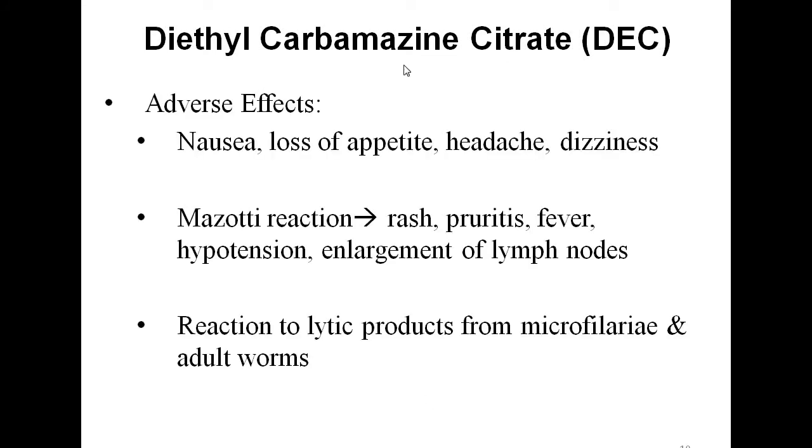Adverse effects of diethylcarbamazine include nausea, loss of appetite, headache and dizziness. And in some patients, the Mazzotti reaction is experienced, that is rash, pruritus, fever, hypotension, enlargement of lymph nodes. Now this Mazzotti reaction is similar to the Jarisch-Herxheimer reaction, which was seen in secondary syphilis when treated with penicillin. This is due to the release of lytic or breakdown products of the microfilaria and the adult worms.